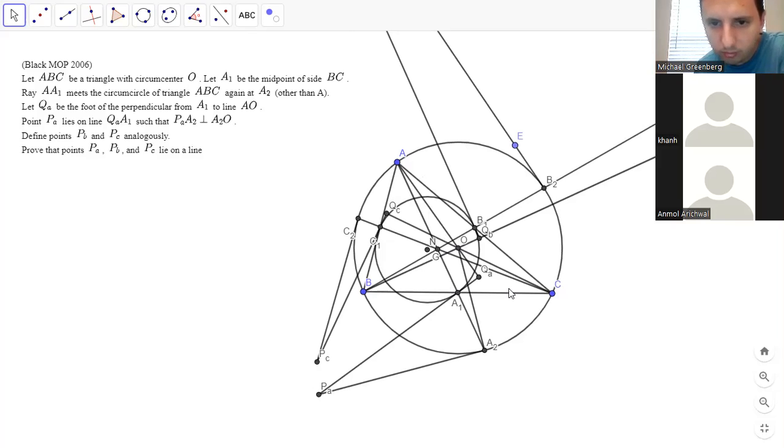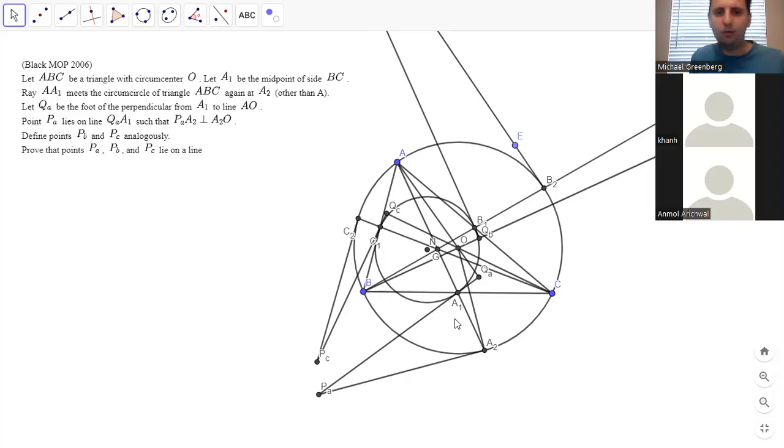And just angle chase to prove that PA1. Yeah, so we could use an angle chase to show that this is isosceles, and then use the fact that NA1 is parallel to AO. Oh, okay. So that's really the key. NA1 is parallel to AO, and NB1 is parallel to BO.